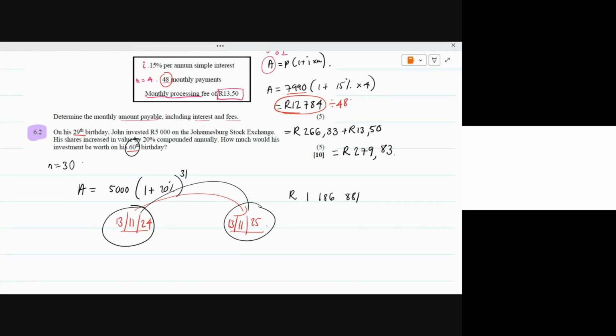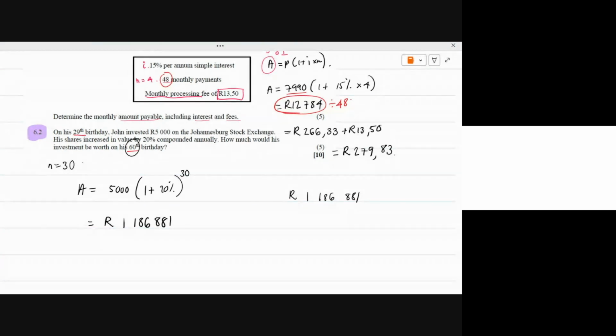That's very important that we pay attention. Okay. The wording in finance is quite tough. So this should be to the power of 30. And that's how ma'am gets 1,186,881 and 57 cents.